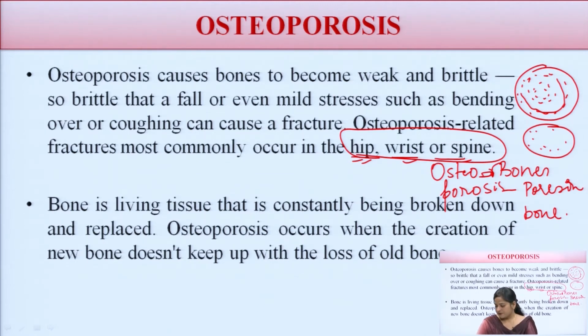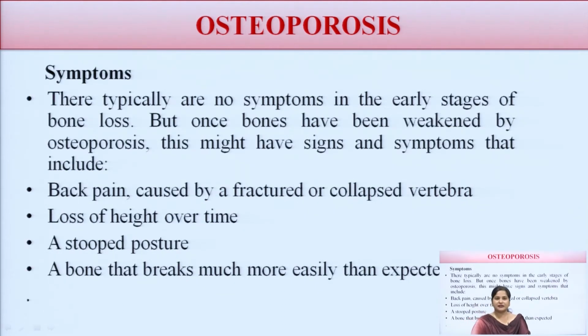So osteoporosis occurs when the creation of new bone doesn't keep up with the loss of old bone, right? Now, what are the symptoms of osteoporosis? The word osteoporosis means the bones become fragile, the person feels very weak, and has pain throughout the body without any significance. Typically there are no symptoms in the early stage.